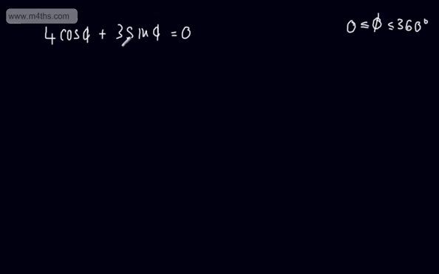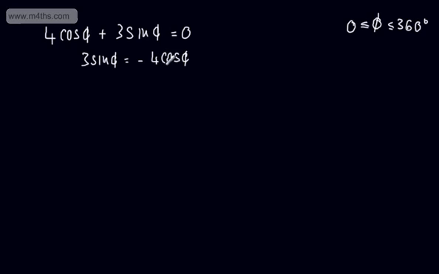Let's say we've got 4 cos theta. So we'll take 4 cos theta plus 3 sin theta. And we were told that theta was going to be between 0 and 360 degrees. And we wanted to solve where 4 cos theta plus 3 sin theta was equal to 0. With this particular equation, we could simply subtract 4 cos theta from both sides. So I'd have 3 sin theta is equal to minus 4 cos theta.